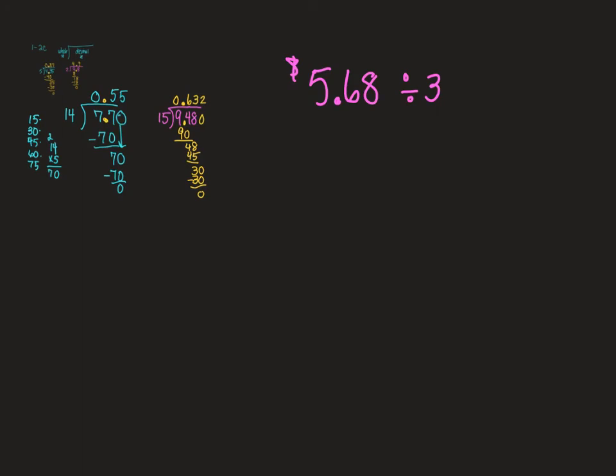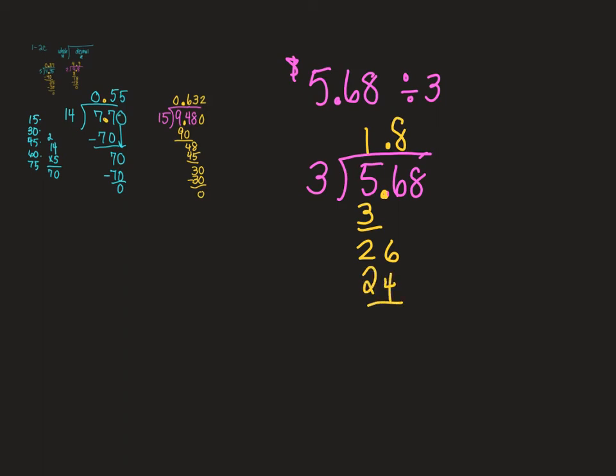All right, let's look at a real world example where we have money. So I have $5.68, and I need to divide it into 3 groups, maybe 3 people, maybe 3 items, but I need to divide it by 3. $5.68 goes in the house, 3 goes outside the house. Line up my decimals. 3 goes into 5 once. Bring down the 6. 3 goes into 26 8 times. Bring down the 8. 3 goes into 28 9 times.